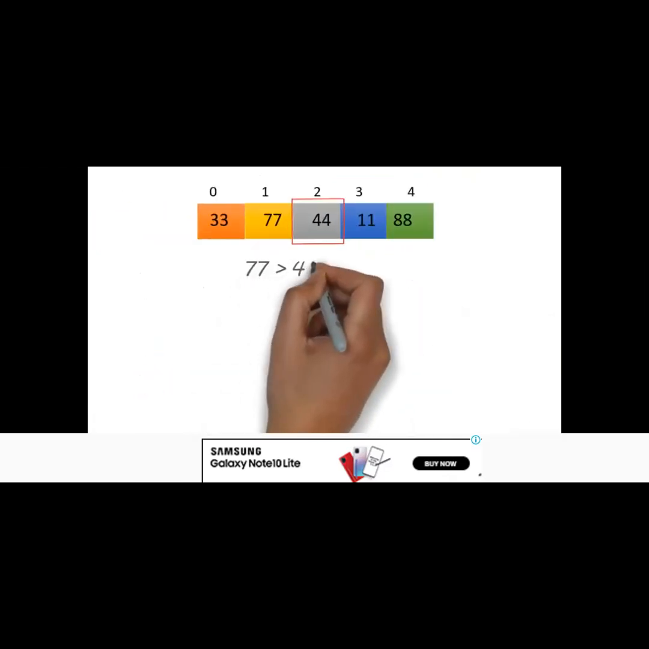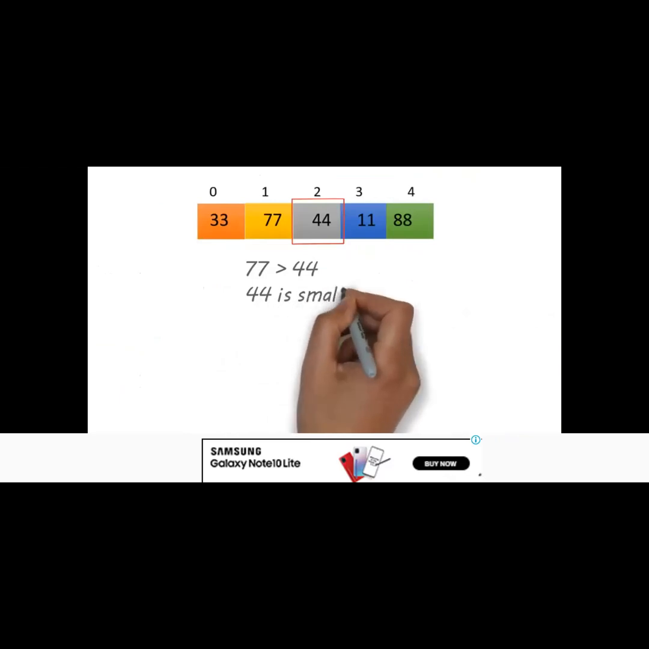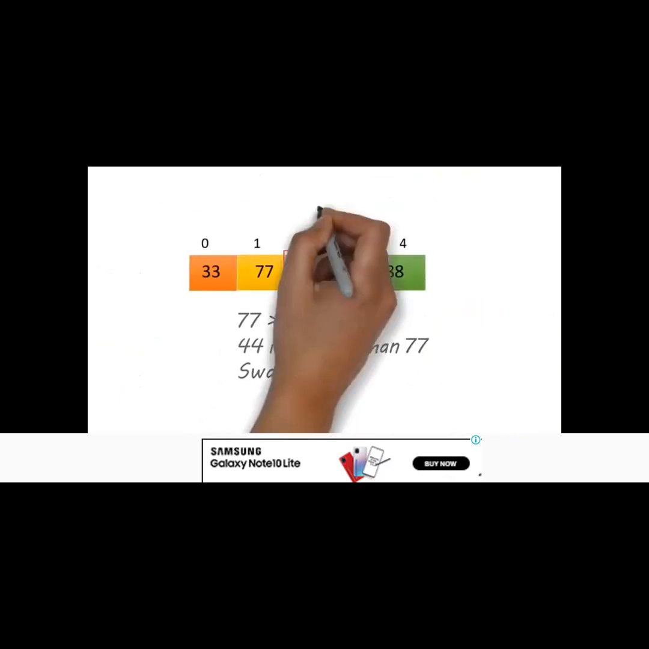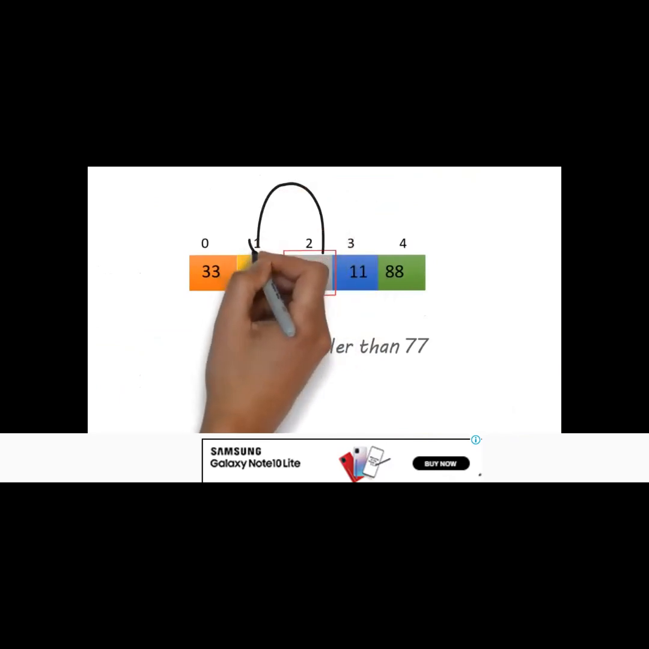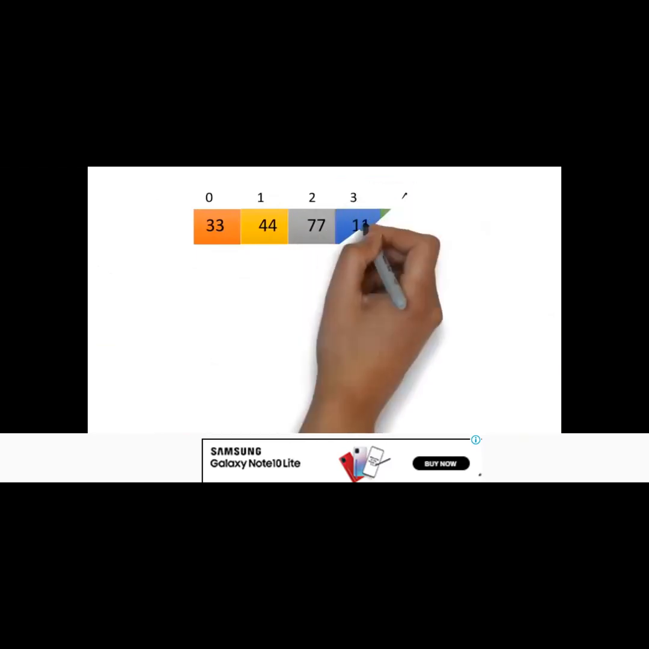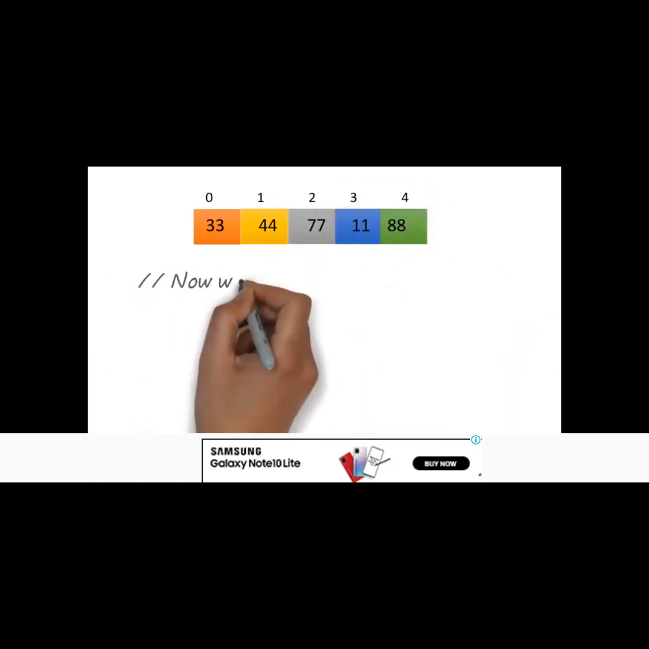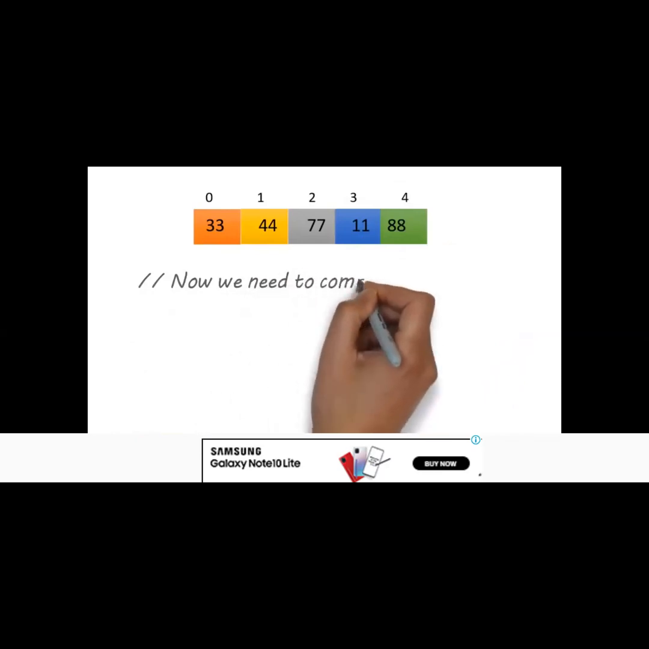Here they are taking the 44. The previous element is 77. 77 is greater than 44, the condition is true, so it will be swapped. Have you understood? Yes, sir. Now you can see, 44 will come to the first position, that is the index number 1.